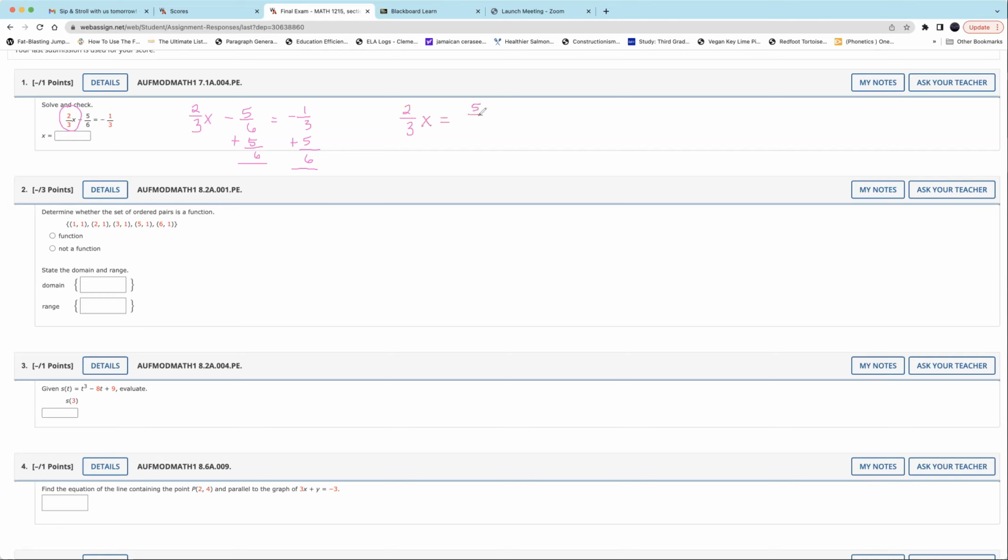So 5/6 minus 1/3. I need to make the bottom number, the denominator, the same. I'll choose 6 because 6 is itself, and 3 goes into 6. So 3 times 2 gives me the 6, and 1 times 2 is my new top number.